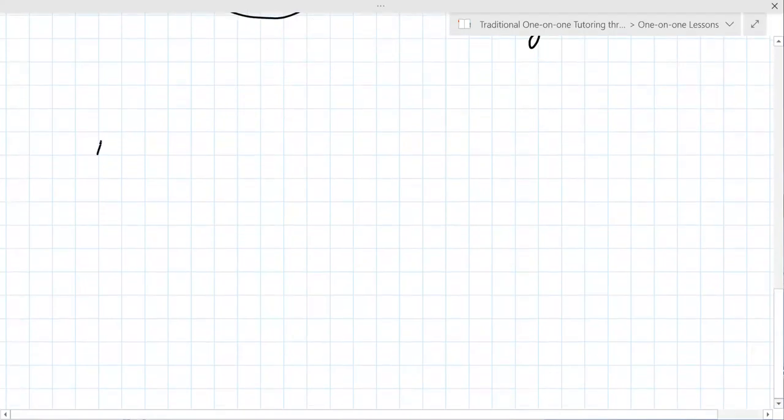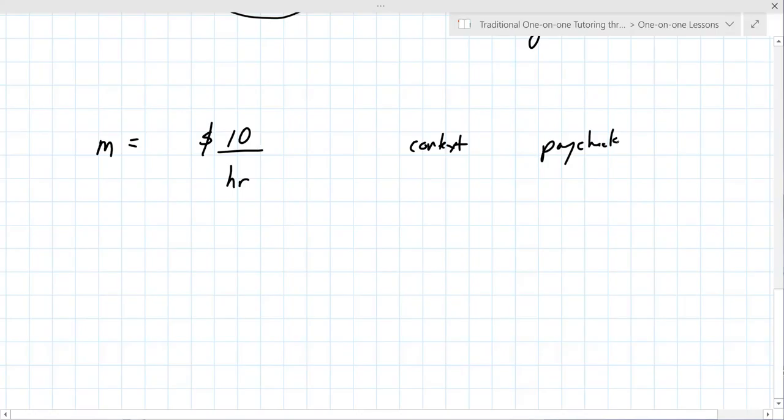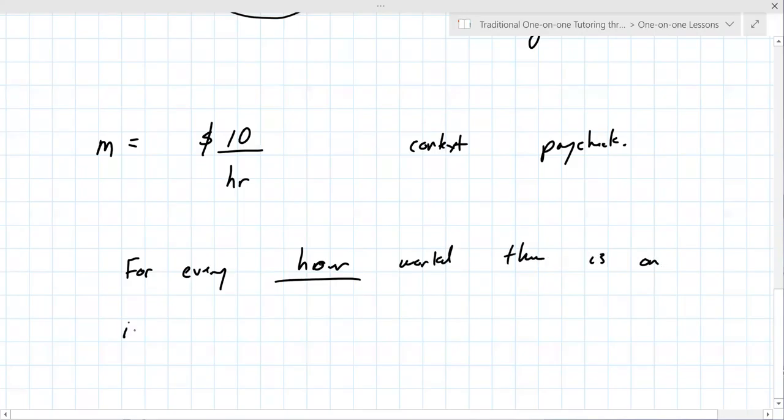So let's just say the slope is $10 per hour, and the context is your paycheck. I don't know if you work or not, but maybe this doesn't make any sense. It would be for every what? For every hour. Oh, hour, I thought we were talking paycheck. For every additional hour worked, there is an increase because it's positive, of how much? $10. And then you have to put it in context for the paycheck.